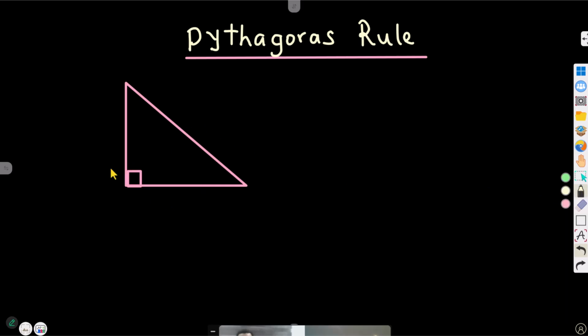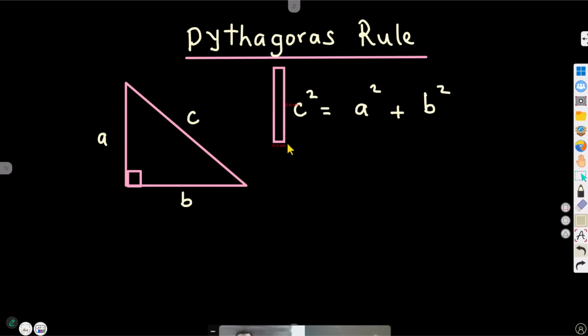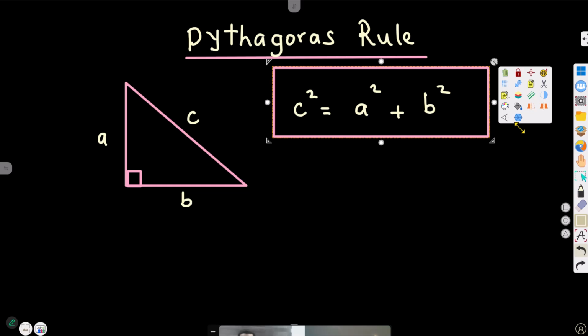If this side here is A, this side happens to be B, and the third side happens to be C. Now, the Pythagoras theorem tells you that the length of the longest side, C squared, will have to be equal to the square of this side, A squared, plus B squared. This is the Pythagoras theorem.